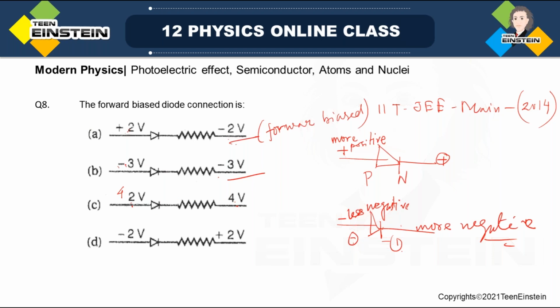Now in this case, this is -3 and again this is -3, so there is no difference between these two. If this is -3 and it would have been -5, then I could say this is forward bias. Further, here the P side is negative and the N side is positive. That's why it is reverse bias. This is reverse bias.